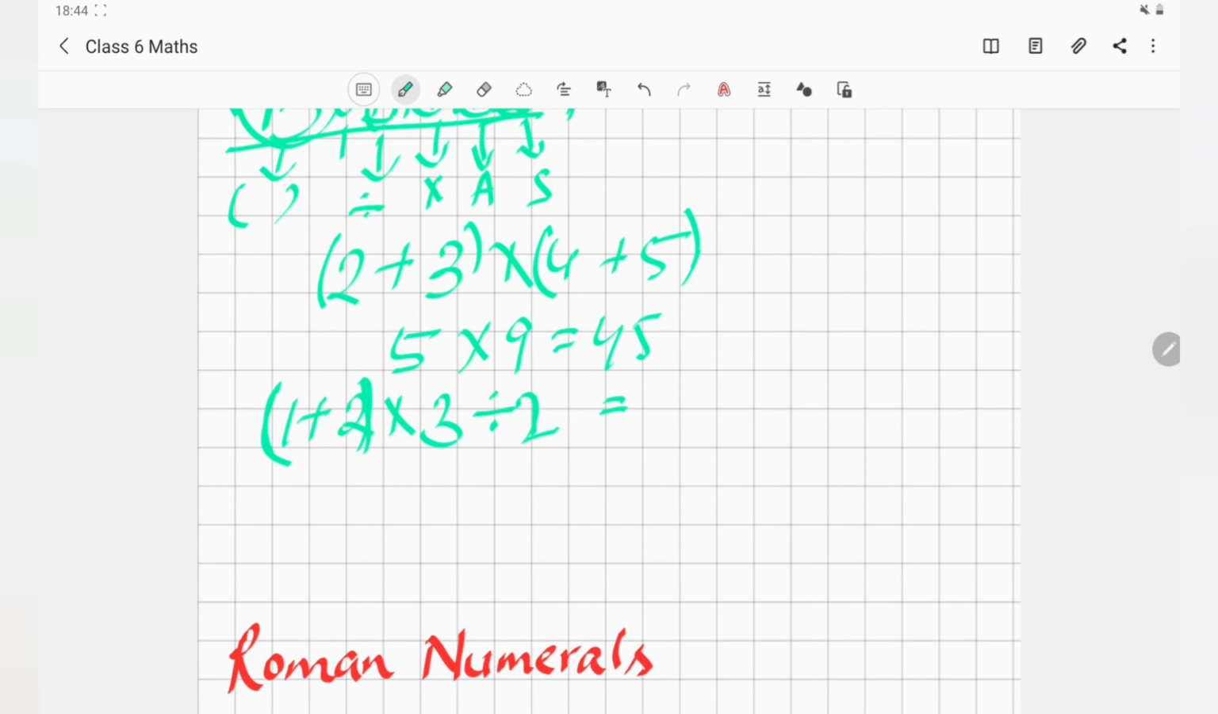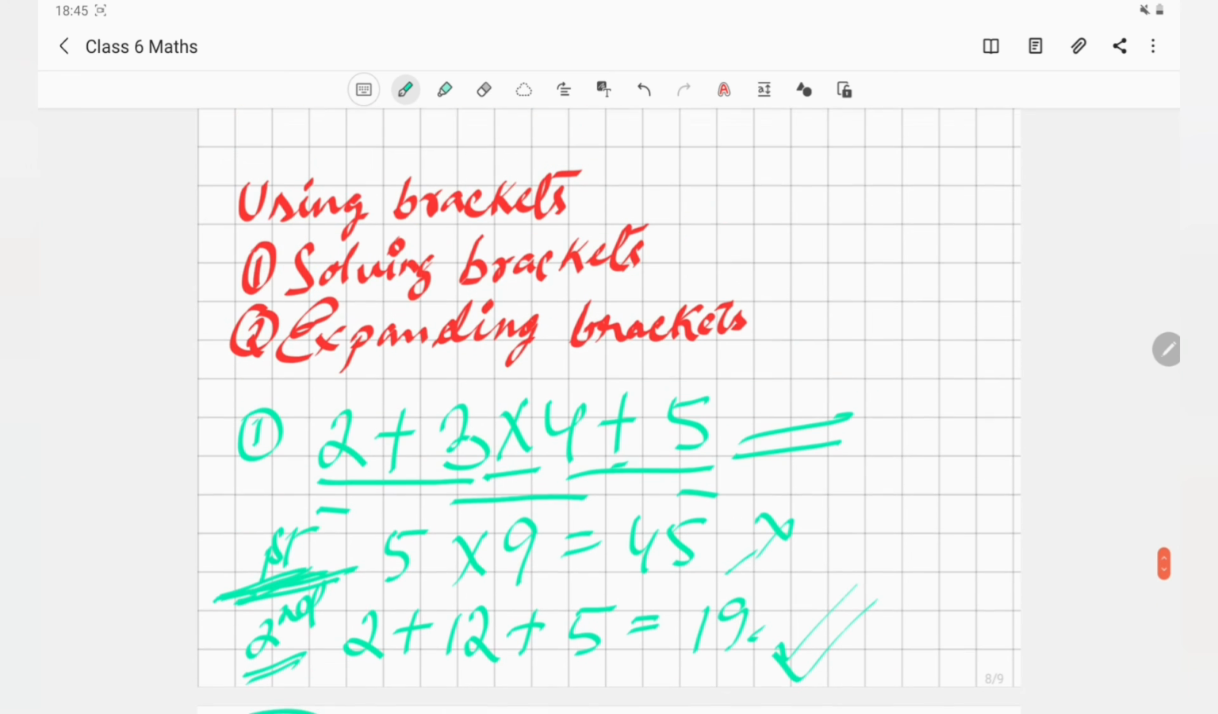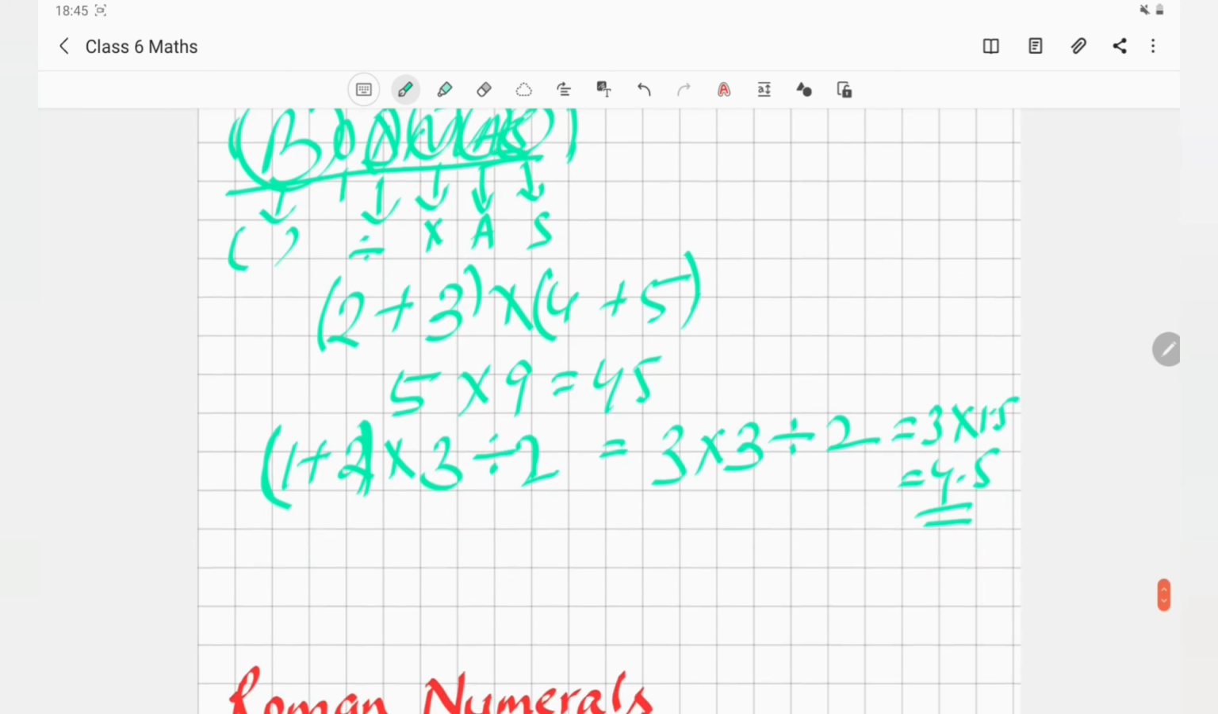So it will be basically 1 plus 2 is equal to 3 multiplied by 3 divided by 2, which is equal to 3 multiplied by 1.5, which is equal to 4.5. So that's our result, right? So that's about solving of brackets, right? If an equation is written like that, you will first solve the things which are written inside the bracket.